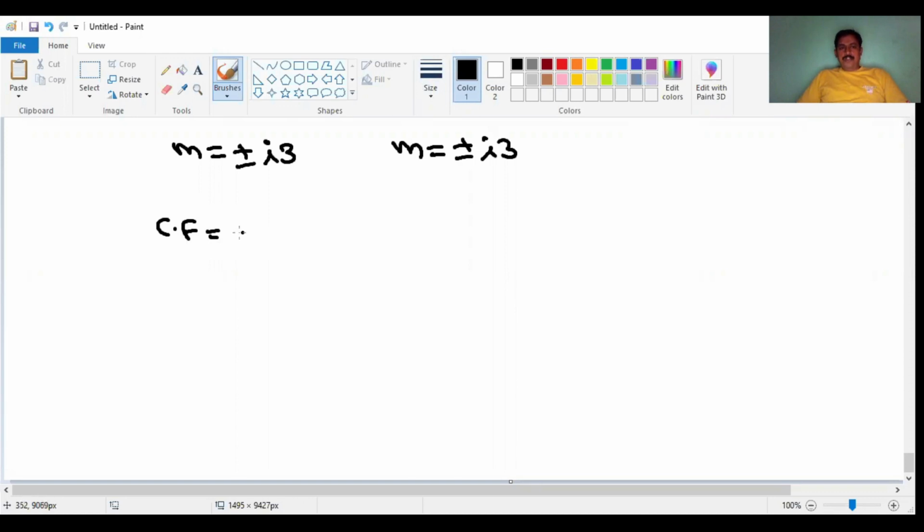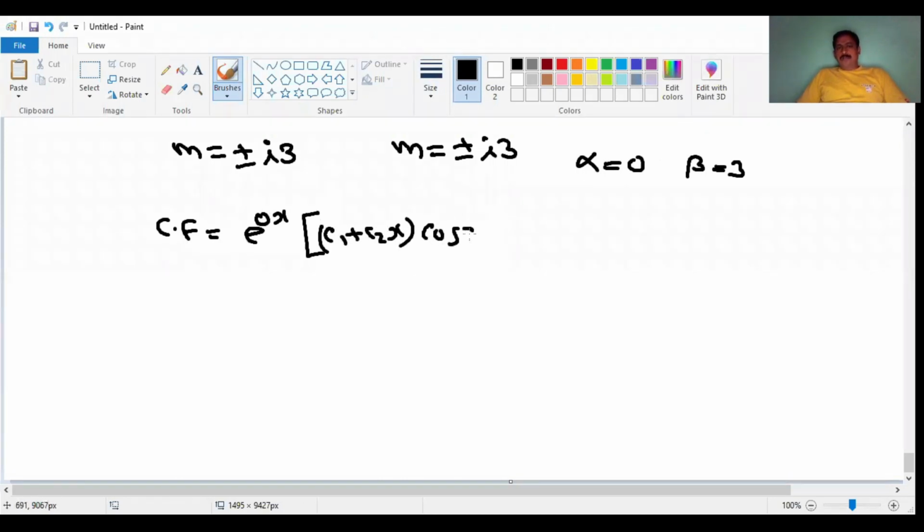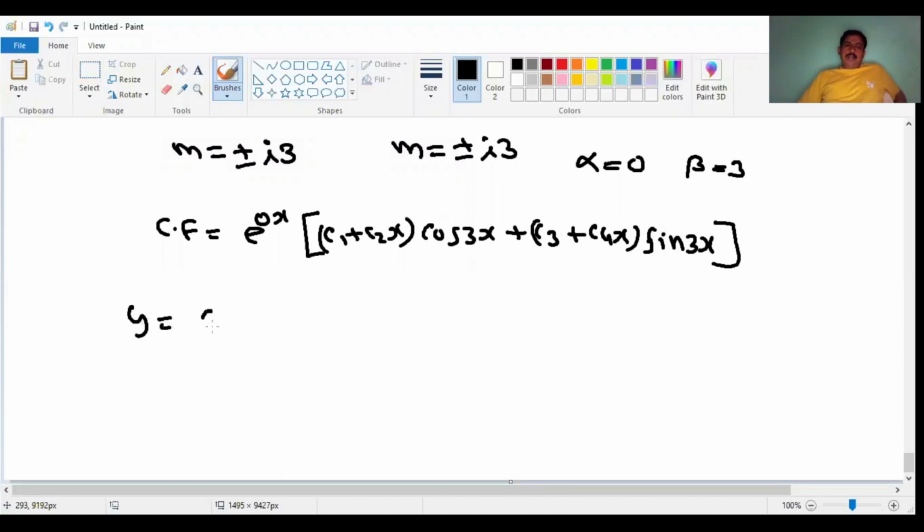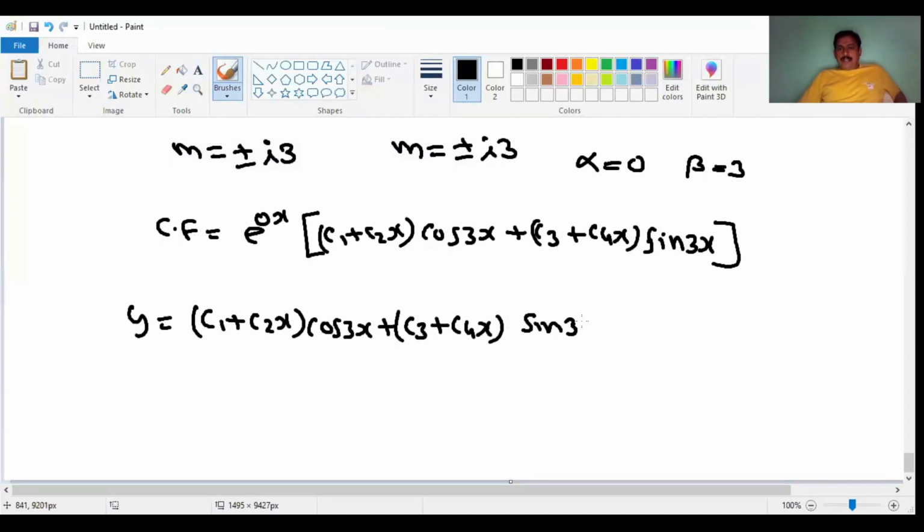The complementary function is equal to, here the alpha value is 0 and the beta value is 3. We can write e power 0x, c1 plus c2 x, cos beta x, plus c3 plus c4 x, sin beta x. There is no right hand side term, so this is your general solution: c1 plus c2 x times cos 3x plus c3 plus c4 x into sin 3x.